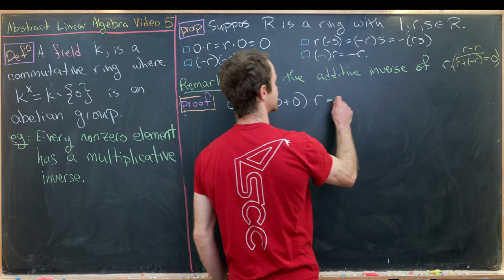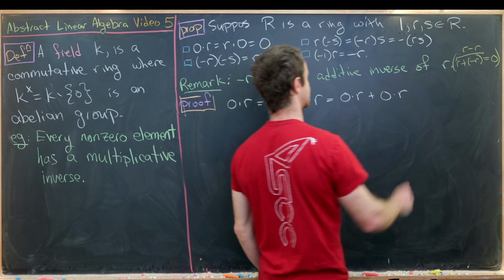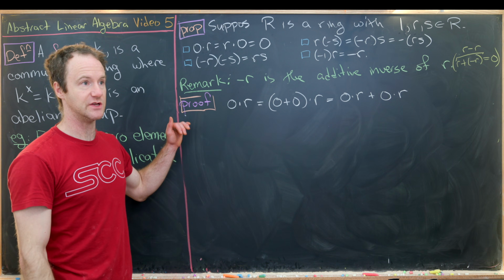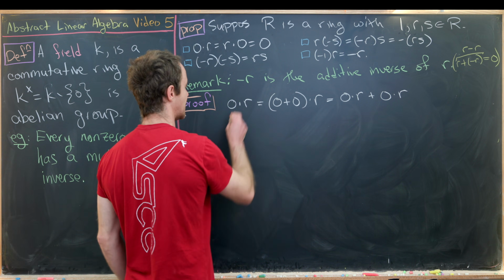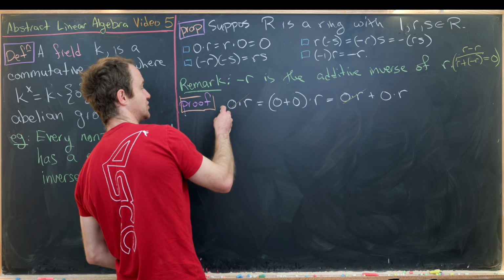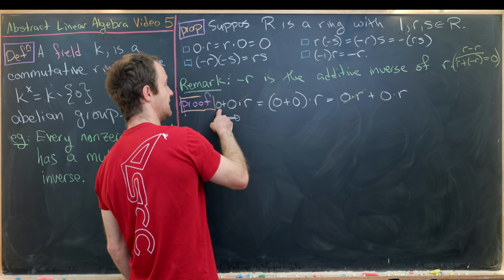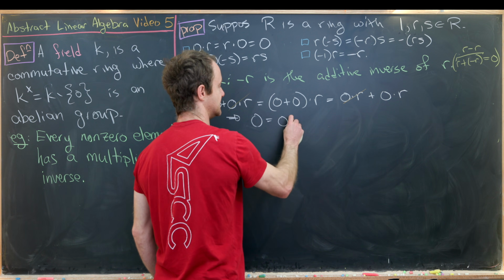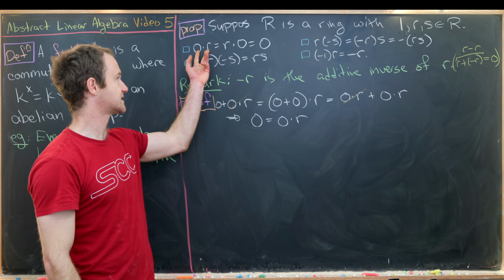But now using the distributive rule, that gives us 0 times R plus 0 times R. But now we can use cancellation and the group law to cancel this side with this side. But what we're left with on this side is just 0. Maybe if you wanted to, you could rewrite this as 0 plus. So in the end, we've got 0 equals 0 times R. And that's really just proving this is equal to this.